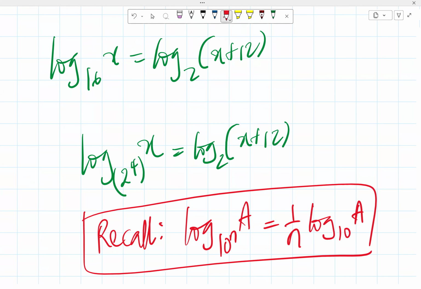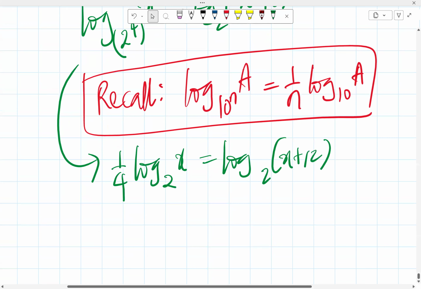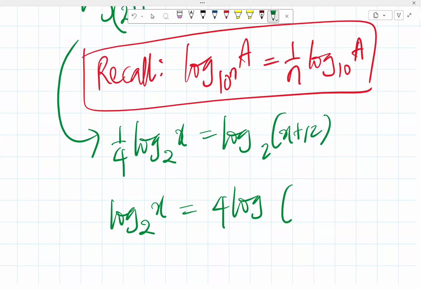So now we can take this to say that since we have log x to base 2 raised to power 4, that means we have 1 over 4 log x to base 2, and that is equal to the right hand side, log x plus 12 to base 2. So they have the same base now. So what can we do then? We can multiply through by 4. So multiplying through by 4, we have log x to base 2 equals 4 log x plus 12 to base 2.